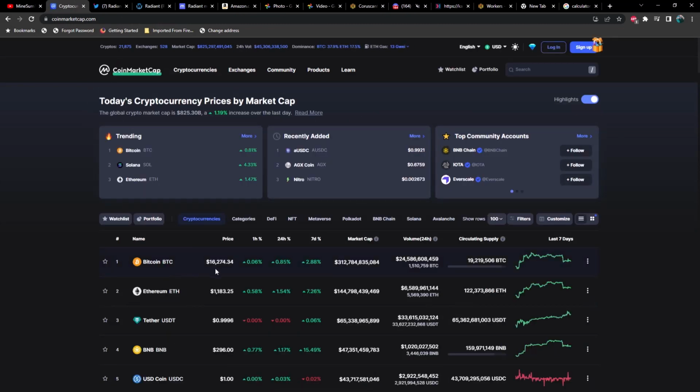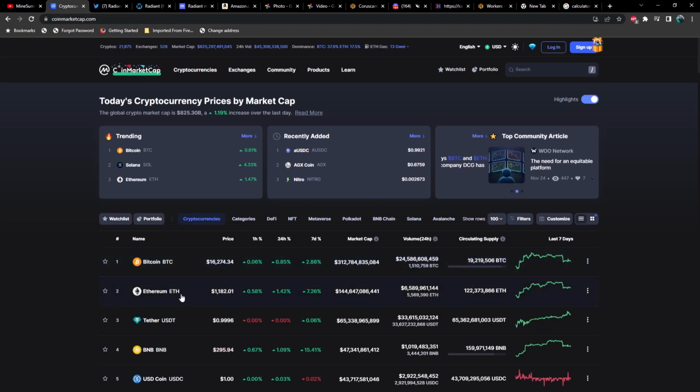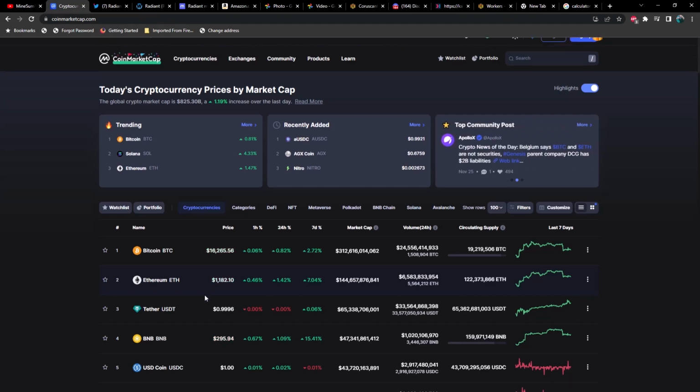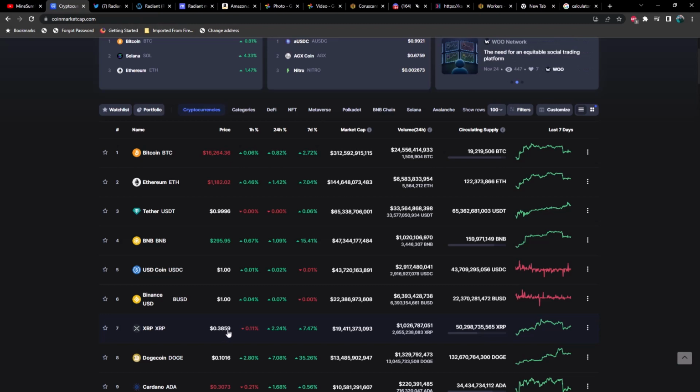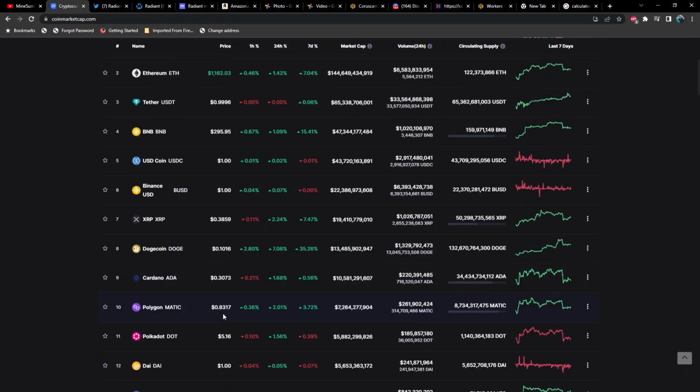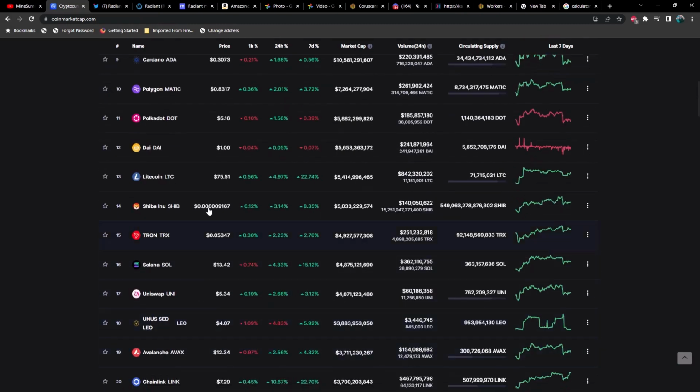Bitcoin's coming in at 16,274 and just barely hanging on to this level by a thread. Ethereum's also got a lot of sell pressure right now. I don't know if you guys are aware, but there is a huge whale out there that's been dumping a lot of ETH on Binance. And then we've got XRP coming in at 38 cents, Cardano at 30 cents, Polygon at 83 cents, Dogecoin at 10 cents. Let's take a look at Litecoin coming in at $75.53.